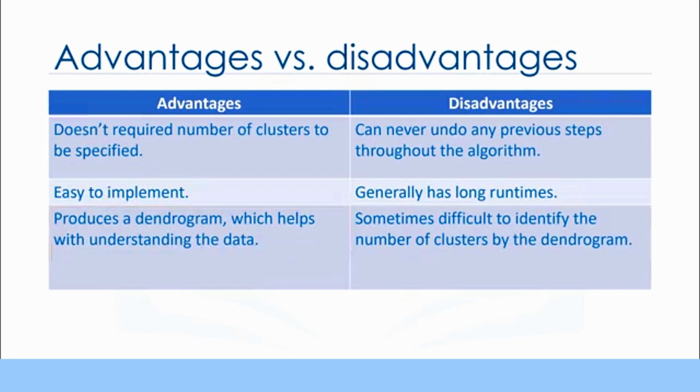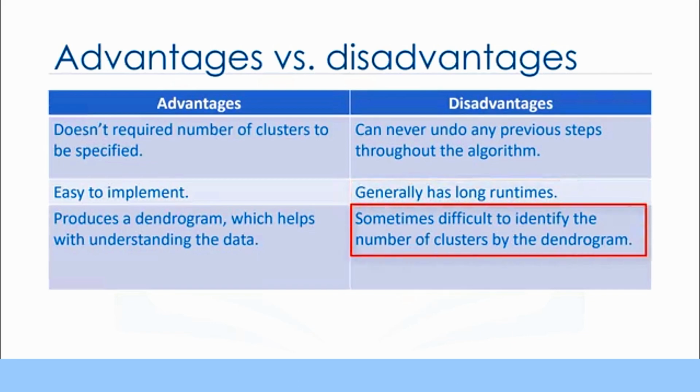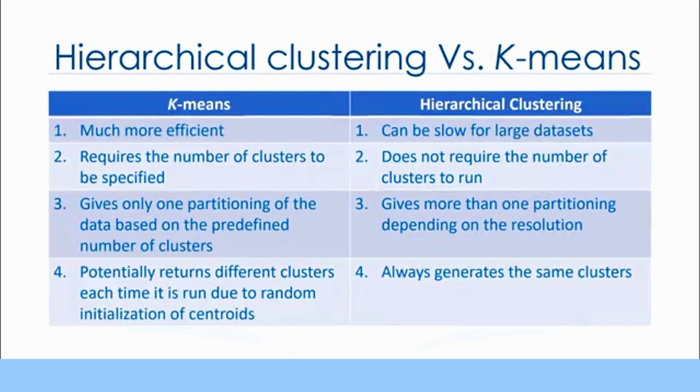There are some disadvantages as well. First, the algorithm can never undo any previous steps. So, for example, the algorithm clusters 2 points, and later on, we see that the connection was not a good one. The program cannot undo that step. Second, the time complexity for the clustering can result in very long computation times in comparison with efficient algorithms such as k-means. Finally, if we have a large data set, it can become difficult to determine the correct number of clusters by the dendrogram.